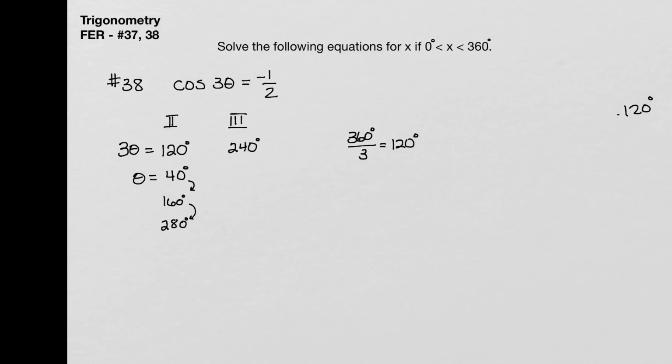So for my 240, again, I have to let 3 theta equal 240. Divide by 3, theta equals 80 degrees. Add the 120, and I'm at 200. Add another 120, and I'm at 320. So again, 6 solutions to this problem. And that's the end of that.